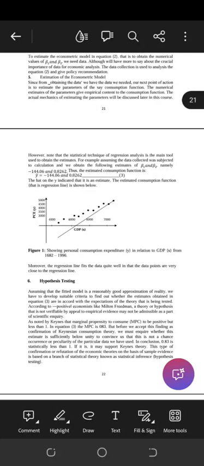Since the consumption la fi ṣe àpẹẹrẹ. Now the numerical estimates of the parameters give empirical content to the consumption function. So this is also an example of bí econometrics ṣe yàtọ̀ sí economic theory, because economic theory ò ní fún yín ní number. Now, the actual mechanism of estimating the parameters will be discussed later in this course.